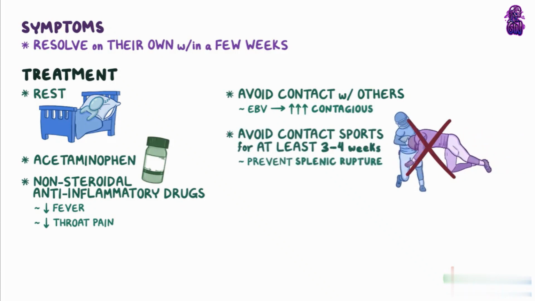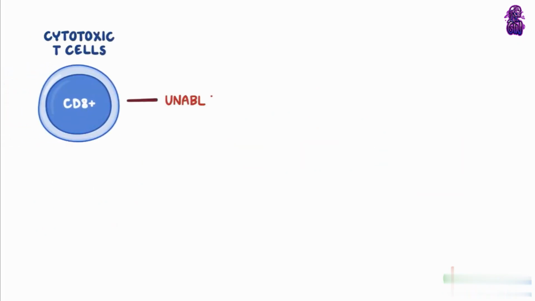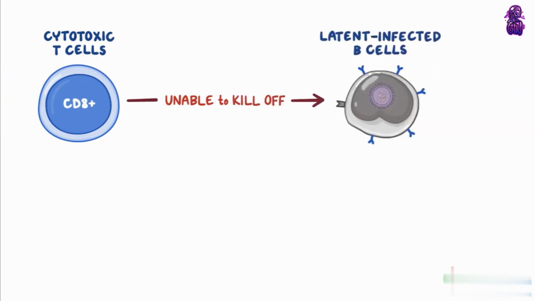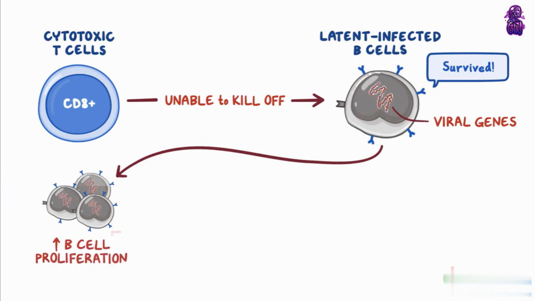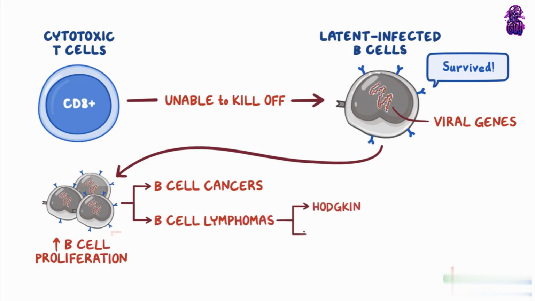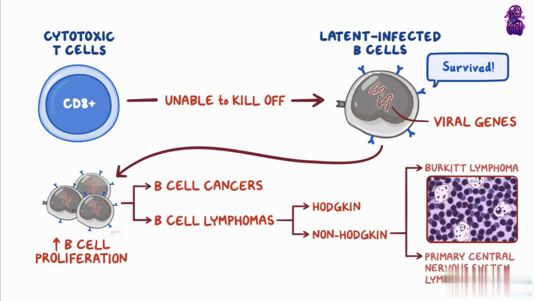Rarely, EBV infections can extend beyond just causing mono. Most of the time, latently infected B cells are killed by cytotoxic T cells. Sometimes, though, cytotoxic T cells are unable to kill off all of the infected B cells effectively, and infected B cells survive longer. When this happens, there's an increased likelihood that the surviving infected B cells, in their latency, will express viral genes that produce protein products that result in increased B cell proliferation. This can lead to B cell cancers or B cell lymphomas, including both Hodgkin lymphoma and non-Hodgkin lymphoma, especially Burkitt lymphoma and primary central nervous system lymphoma.